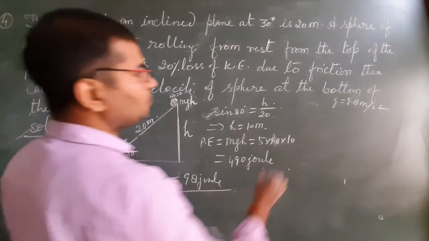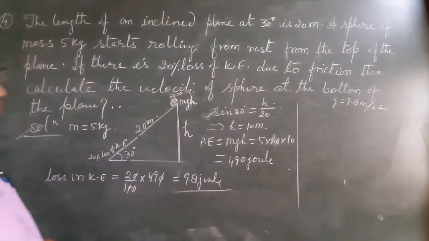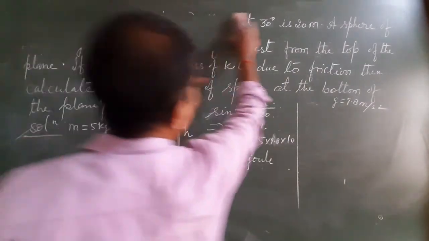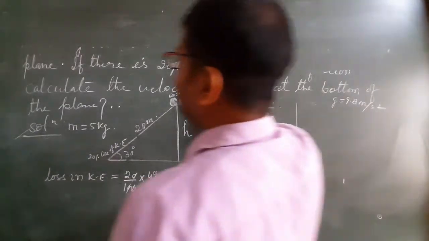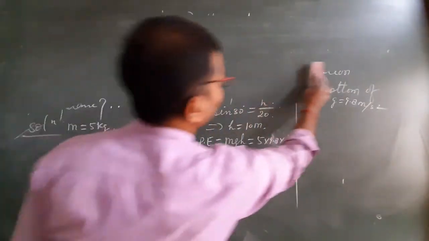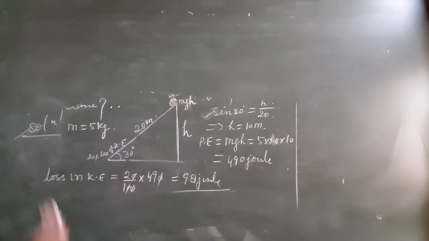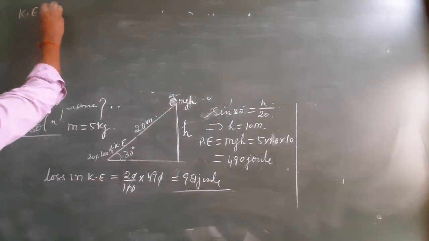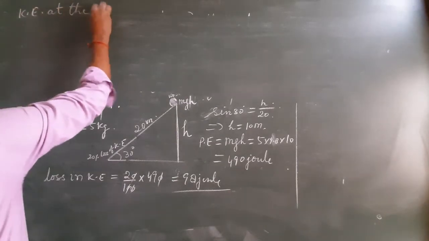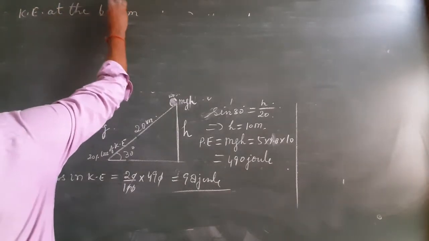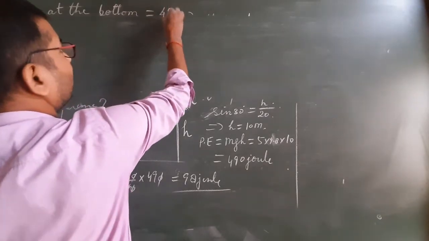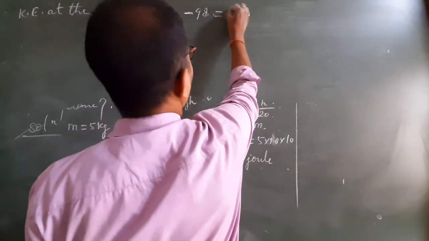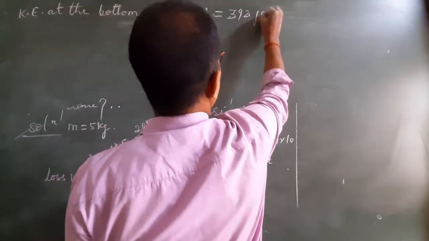So what about the total kinetic energy at the bottom? Total kinetic energy at the bottom will be potential energy minus loss in kinetic energy. So kinetic energy at the bottom will be 490 minus 98, and this will be 392 joule.